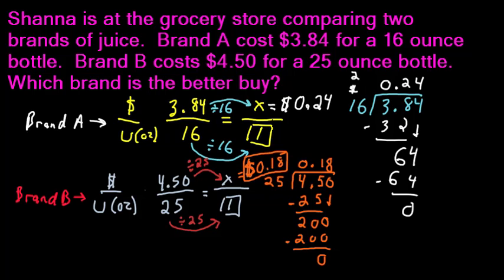Okay. So brand A costs 24 cents. Brand B costs 18 cents. So brand B is the better buy. It's the cheapest. So brand B is our answer. Okay. Pause the video if you have any questions. Bring it to class. Copy down everything you see.